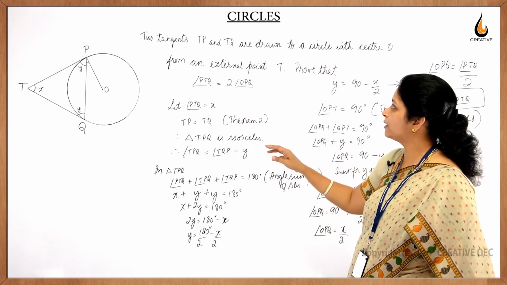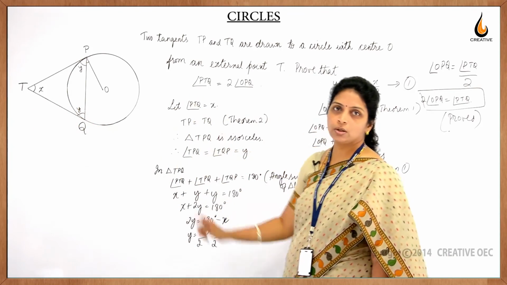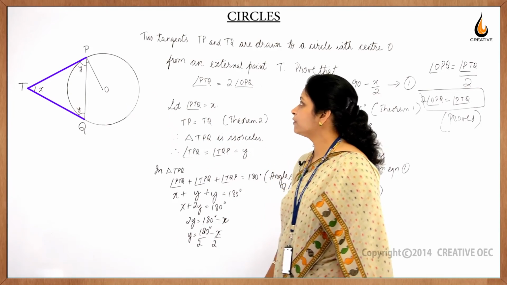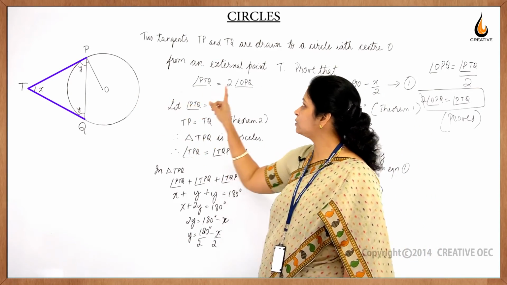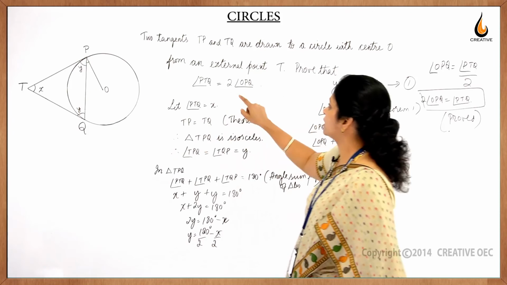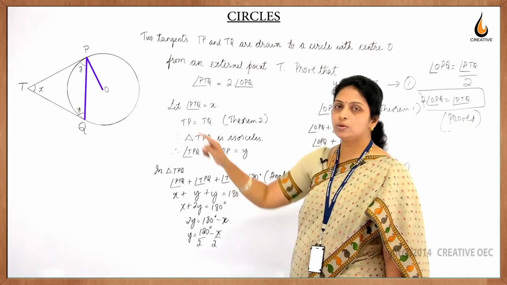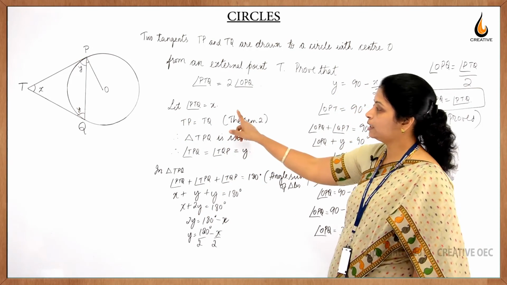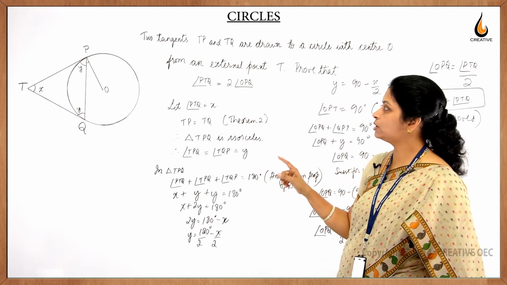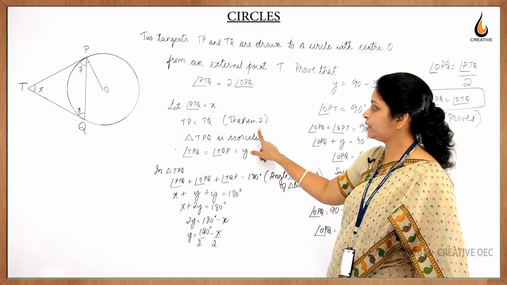Now, in this they have given that from an external point T, they have drawn two tangents, TP and TQ, to a circle with center O. We have to show that this angle PTQ is equal to twice this angle OPQ. For that we will consider angle PTQ to be equal to x. Then according to theorem 2, tangents drawn to a circle from an external point are equal. So, the two tangents TP and TQ will be equal.